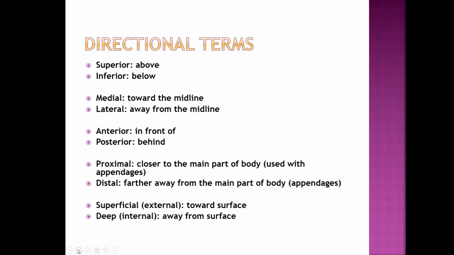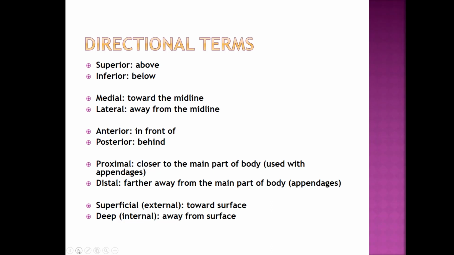All right, proximal is closer to the main part of the body, and usually we use this with appendages. So if I'm talking about my arm, for example, and I want to say that my elbow is proximal to something, I need to describe it in relation to something that isn't as close as my elbow is. So I would say my elbow is proximal to my wrist, because it is closer to the main part of my body than my wrist is. But then I can turn it around and say my wrist is distal to my elbow. And we use proximal and distal a lot when we're talking about bones and muscles and things like that in our appendages. So make sure that you know those two really, really well.